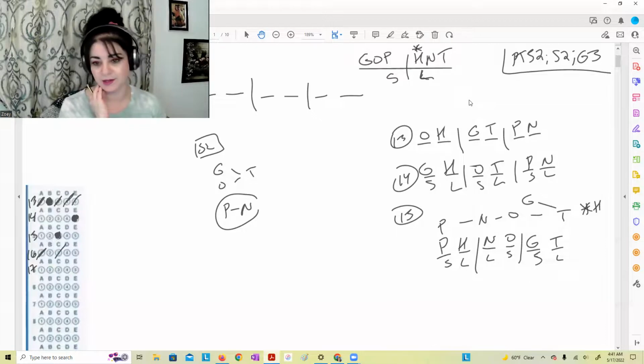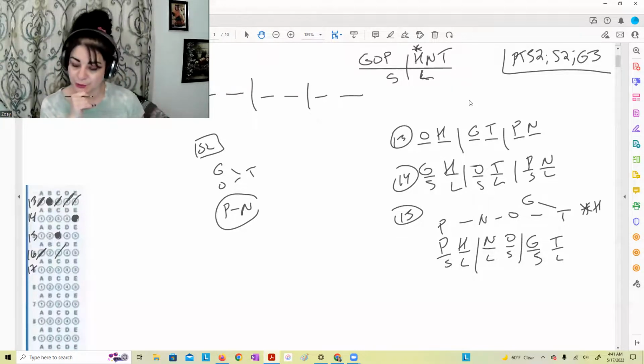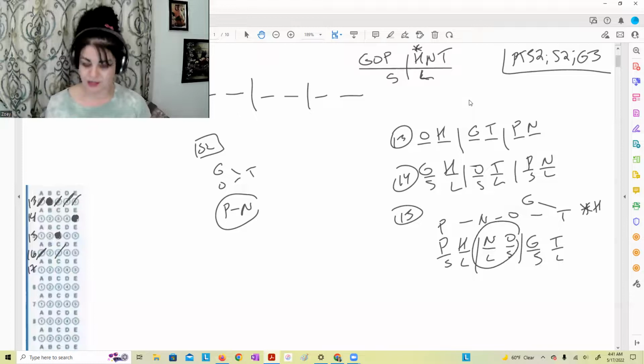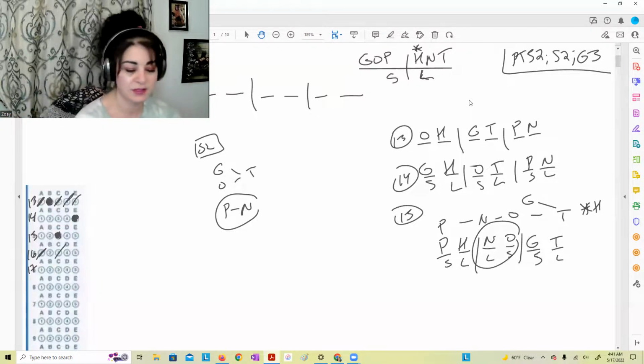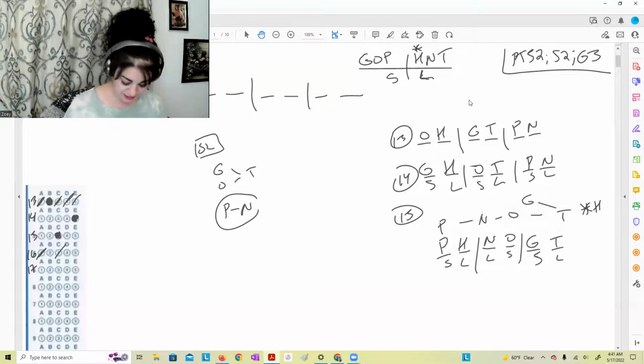What about D? Could N be in that position? I don't see why not. From the possibility I just drew, these two could actually switch, right? And there's no reason why they can't. We would still have P before N and T having O and G before it. So N could also be in that position just as easily.